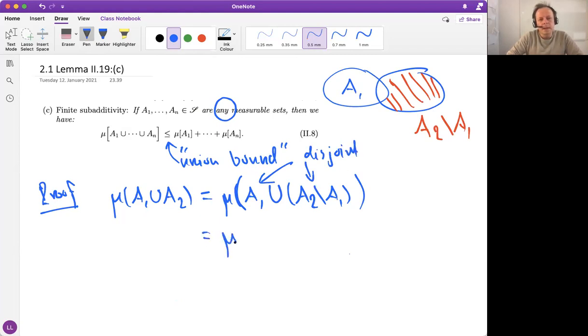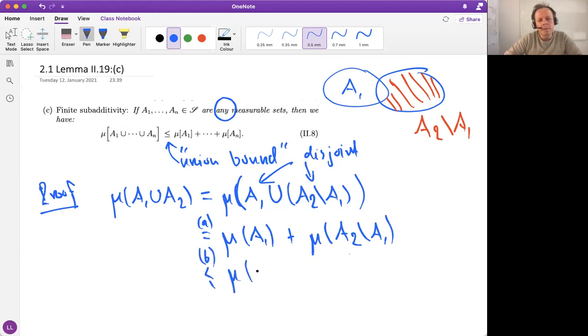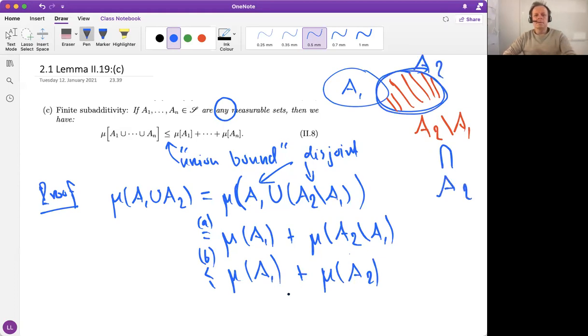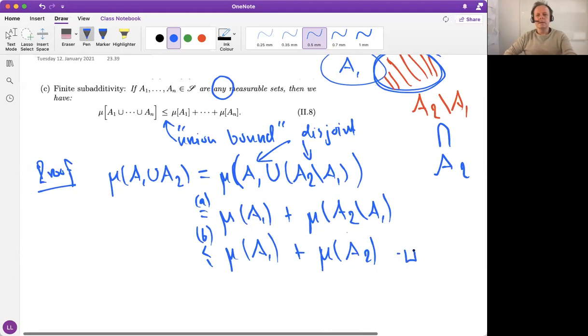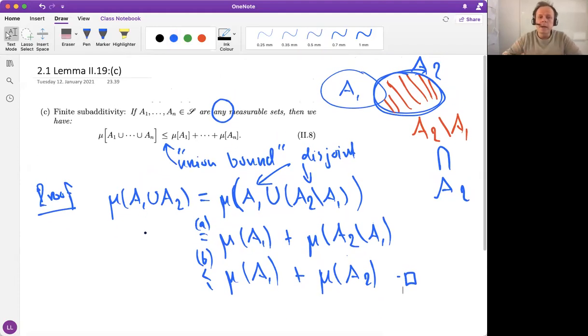So we can use finite additivity. That was part A. We get mu A1 plus mu A2, and then we take out A1. Then by part B, which was the monotonicity of the measure, this is at most the measure of A2, because this is of course contained in A2, and A2 was this big set here. So that's it. We have done this proof in the case we have two elements.